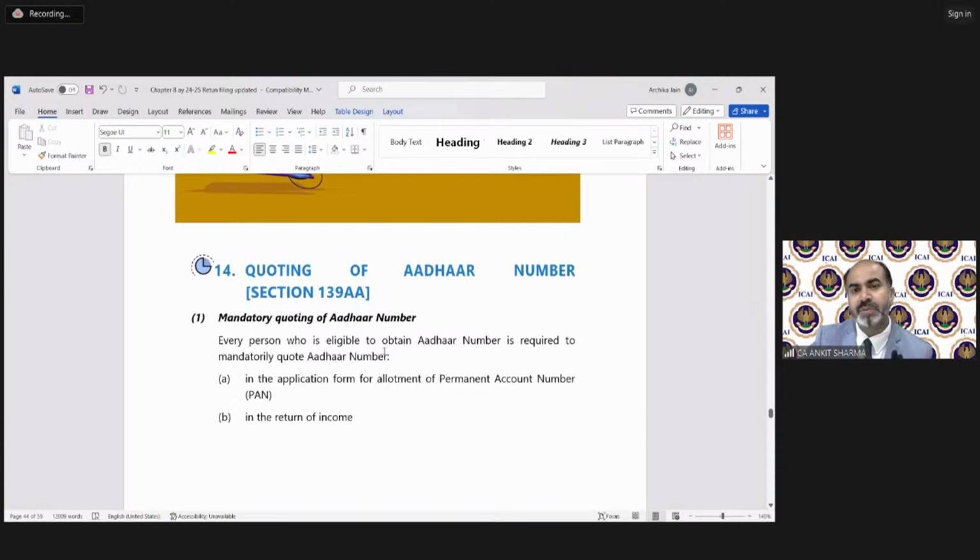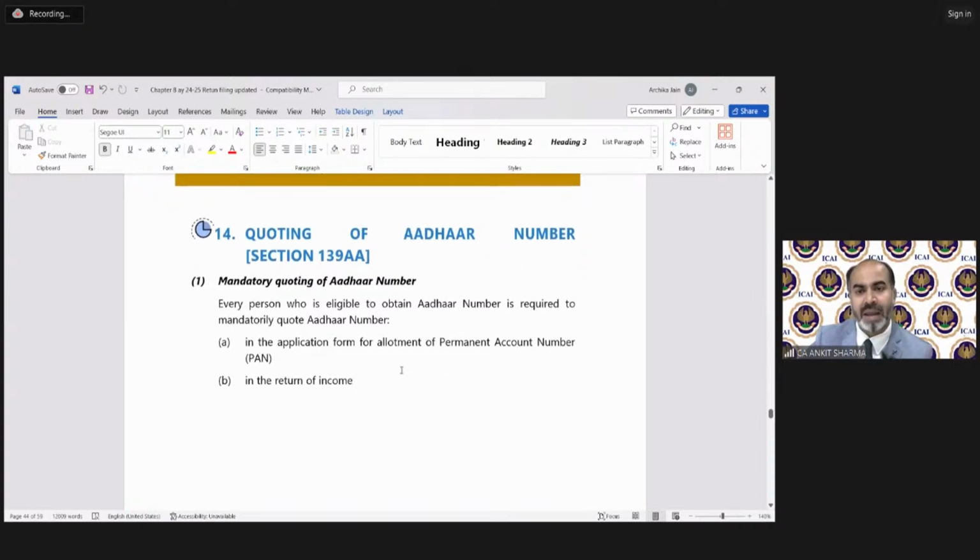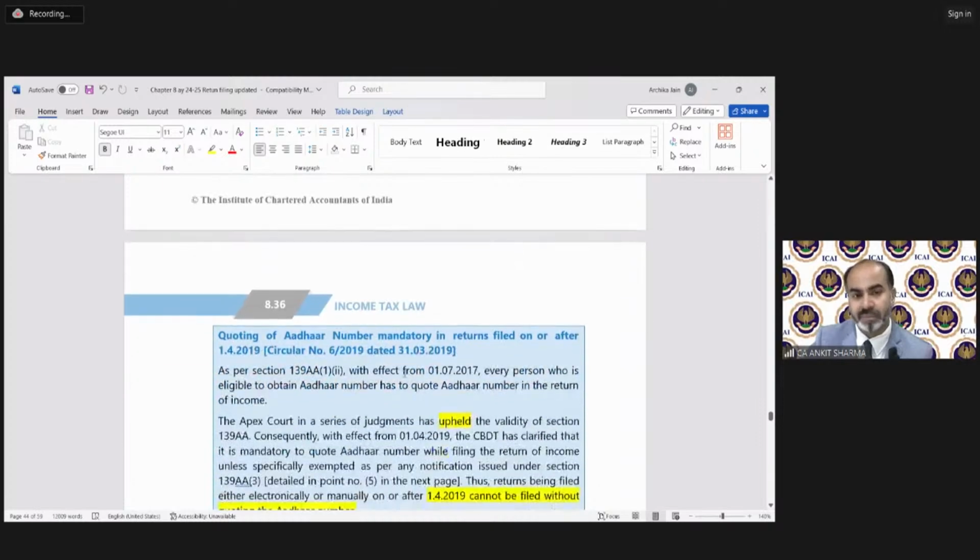Every person who is eligible to obtain an Aadhaar number is required to mandatorily quote the Aadhaar number in the PAN application form and in the return of income.